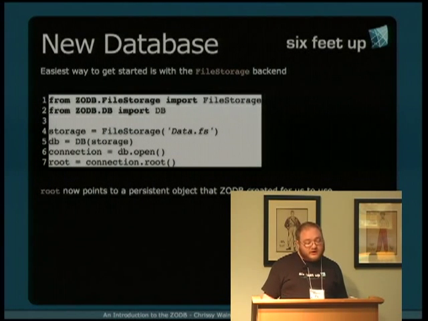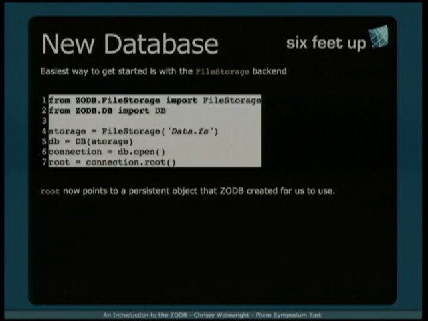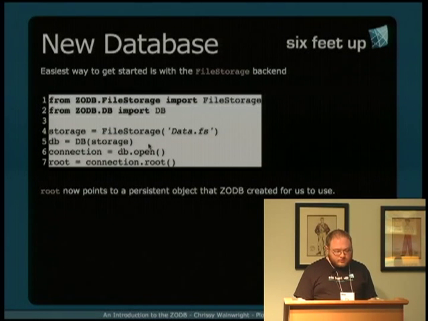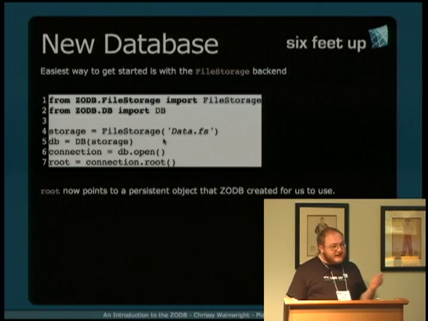So we're going to go ahead and create a new database. We've already got it installed. And the quickest way to get started is just to use the file storage backend that is included with the ZODB. So we import that. We also import the DB class, which is used as the high-level database API that you can interact with regardless of backend. So we generate our backend object, passing in the name data.fs for the file to store our data in. That name's arbitrary, but data.fs is a convention that's widely used.